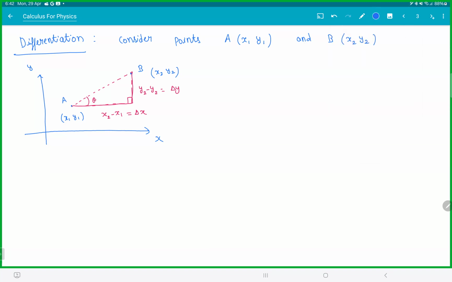In school you studied this. This is how we define the slope of the line. The slope of the line AB is nothing but tan theta, which is nothing but the opposite side by the adjacent side, which is delta y by delta x. You studied this in school, which is nothing but y2 minus y1 by x2 minus x1. So remember this, theta is the angle made by the line with the positive x-axis.